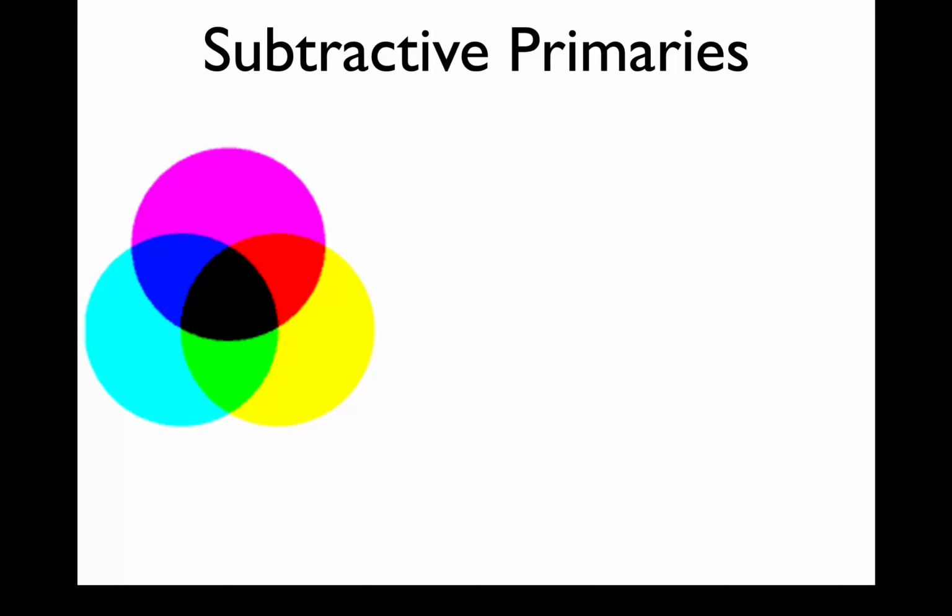So the way dyes work is by subtracting. In a subtractive system like this, these are now pigments. These are not lights. This is an ink. This is a yellow ink, this is a magenta ink, and this is a cyan ink. And when you put them down on paper, they actually subtract from the white light that's hitting them. So cyan, magenta, and yellow are the primaries.